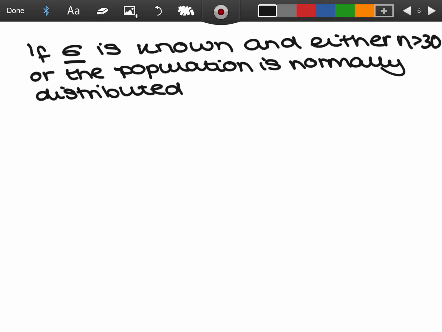So you need the population standard deviation to be known, and then you either need to take sample sizes of greater than 30, which means that, if you look back at your notes, we know that these sample means are normally distributed. Or you need the population itself to be normally distributed to start with, because then any sample that you take from it must also be normally distributed. Therefore your sample means are normally distributed. So you need one of those two things as well as your population standard deviation being known.